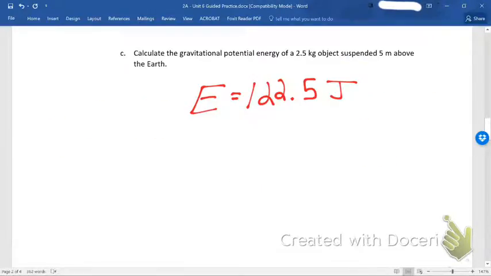And for part C, if you do your calculation of the gravitational potential energy of this 2.5 kilogram object that's 5 meters above Earth, if you use the equation, you come out to 122.5 joules of energy, then you've done it correctly.